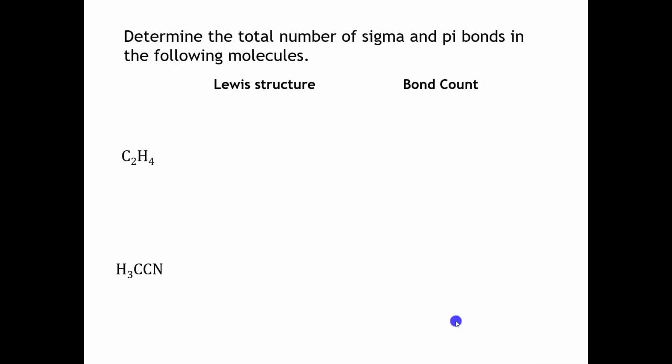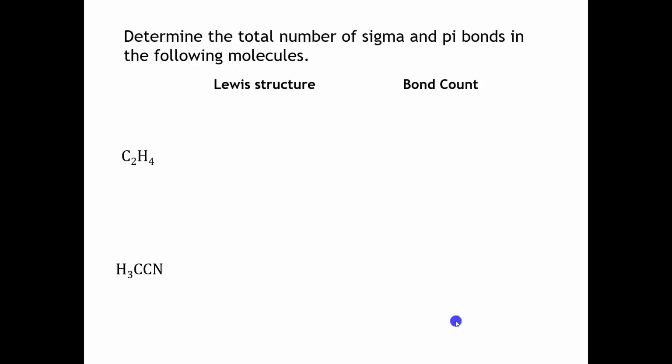So let's just start with something kind of simple. Let's look at a couple of molecules, C2H4, which is called ethylene, and CH3CN, which is called acetonitrile. What I would like you to do is draw out the Lewis structure, and then you should be able to, from the Lewis structure, tell me how many sigma bonds and how many pi bonds there are in that molecule. Why don't you go ahead and pause the video, work through the problem, and then come back and we'll go over the answers.